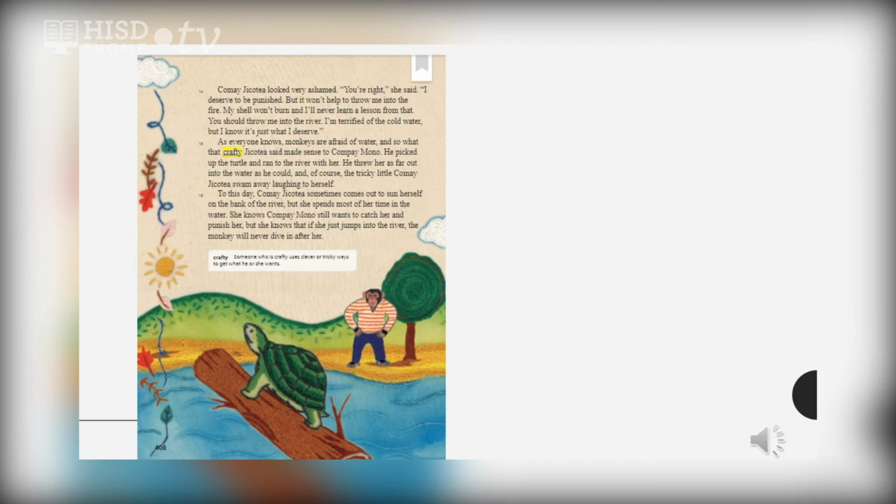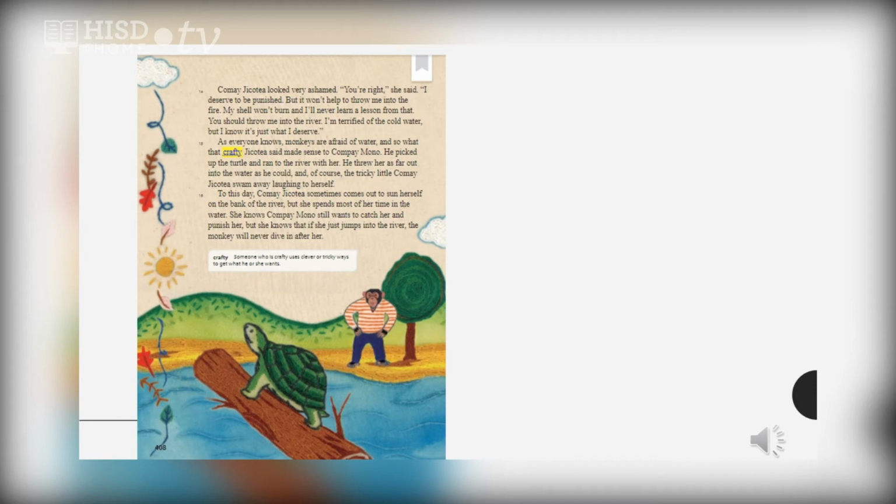Come Jicotia looked very ashamed. "You're right," she said. "I deserve to be punished, but it won't help to throw me into the fire. My shell won't burn, and I'll never learn a lesson from that. You should throw me into the river. I'm terrified of the cold water, but I know it's just what I deserve."